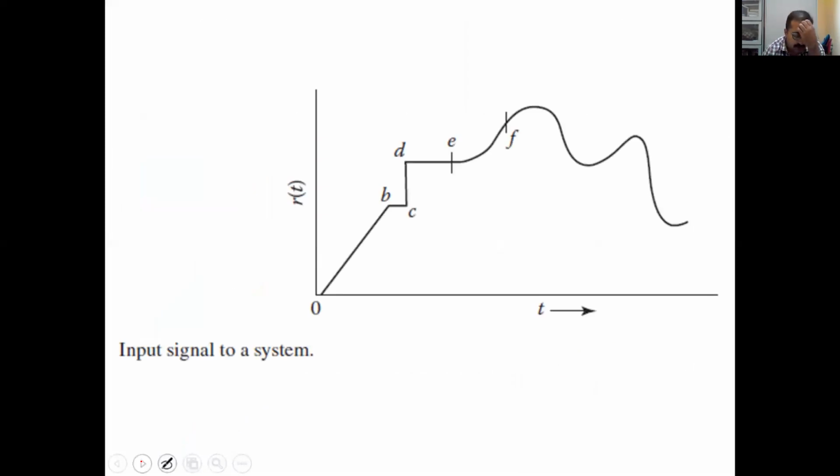Now, why are we bothered about these three test signals? Because any practical input signal which varies slowly with respect to time t can be considered as a combination of all three. For example, from 0 to B, this part of the practical input signal is nothing but a velocity or a ramp input. B to C, it's a step input. C to D, it's an impulse. D to E, it is again another step input. And from E to F, it can be approximated by a parabolic input or an acceleration input. So any practical input signal which varies slowly with time can be decomposed in terms of a step, a ramp, and a parabola.